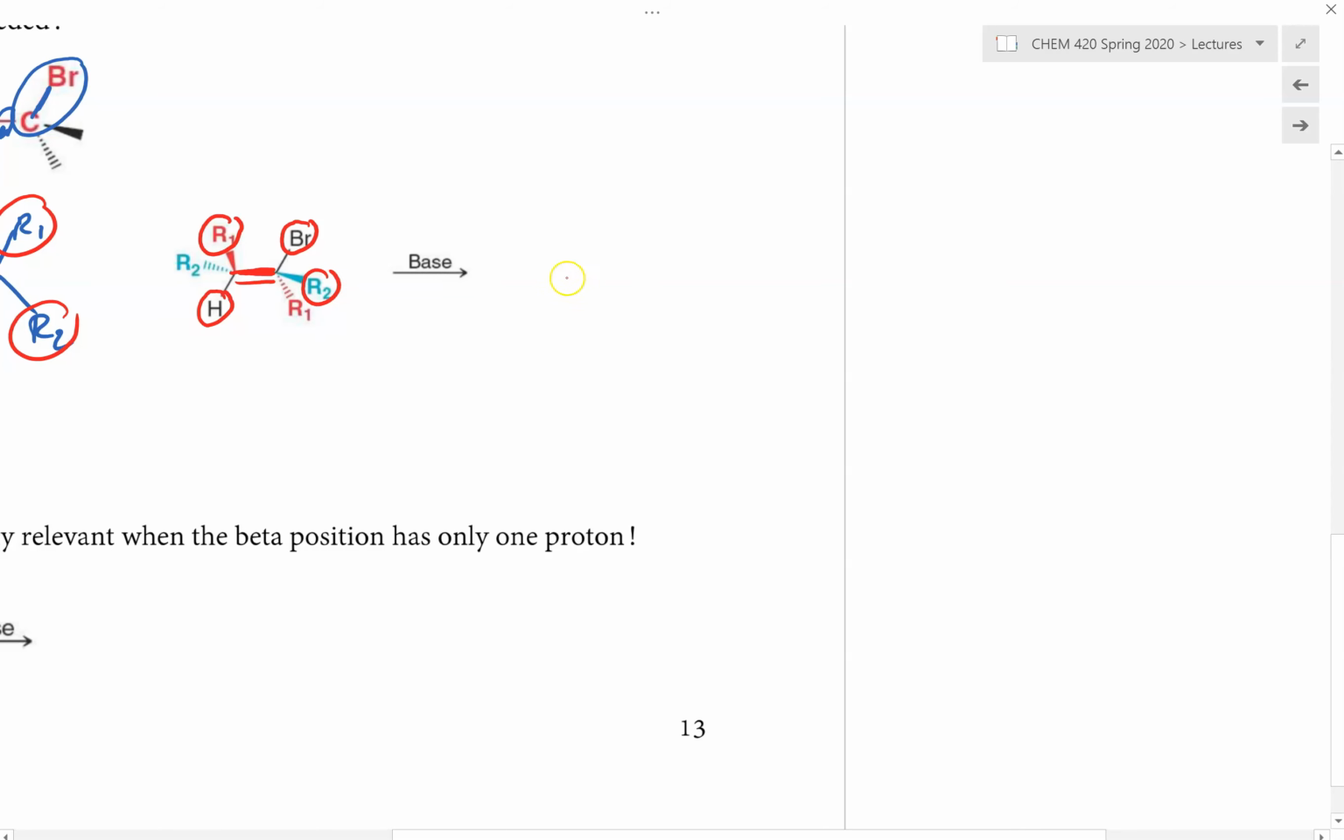So as we form the double bond, the R1 and the R2 would then be on the same side. And this R2 and this R1 would then be on the same side. So now the R2 here and the R1 here will be on the same side. So that will be the stereochemical outcome of these products.